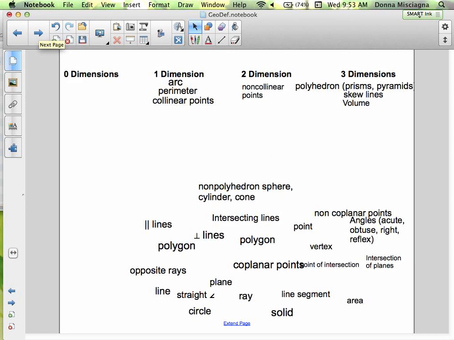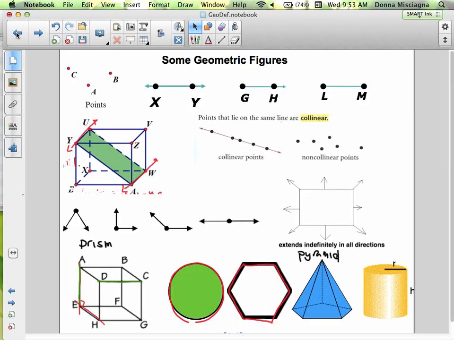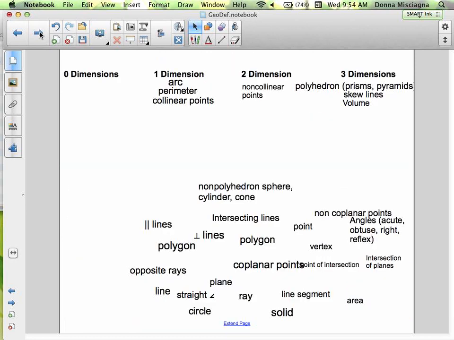Oh, I didn't sing for you. Parallel lines. Right? So here we have an example of parallel lines. UY and AW are parallel lines. Could have drawn my skew lines on that one too. And so notice that parallel lines can be connected by one plane. So how many dimensions are parallel lines? Parallel lines are 2 dimensions.